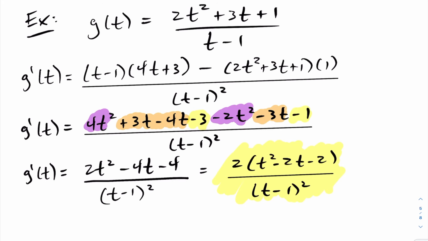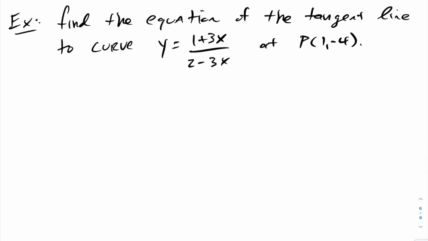Let's take a look at another example. For this example here, we want to find the equation of the tangent line to this curve here at the point (1, negative 4). So to find the equation of a tangent line, we need a slope and a y-intercept. Well, my slope is just my derivative evaluated when x is 1. So let's go ahead and do that.